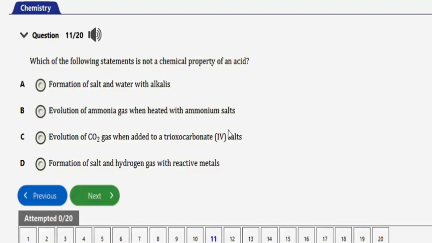Really appreciate it. It says which of the following statements is not a chemical property of an acid? Formation of salt and water with alkalis. Yes. Evolution of ammonia gas when heated with ammonium salts. Okay. Evolution of carbon(IV) oxide gas when added to trioxocarbonate(IV) salt. Yes. Formation of salt and hydrogen gas with reactive metals. Yes. So the right option that is not a chemical property is option B, evolution of ammonia gas when heated with ammonium salts. Okay, so this is not a chemical property of acid.